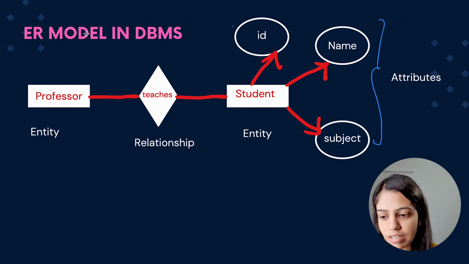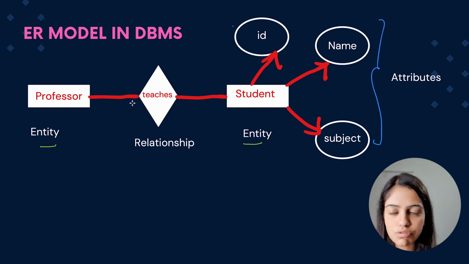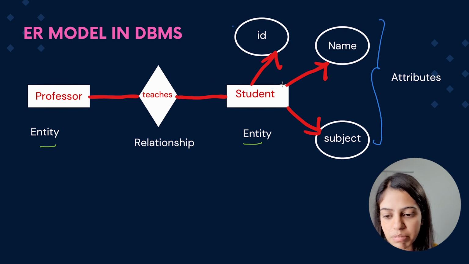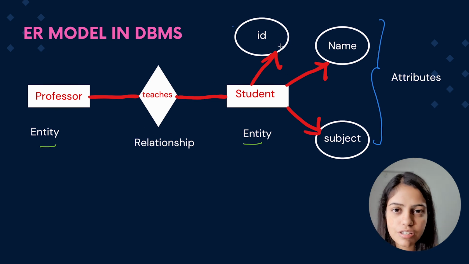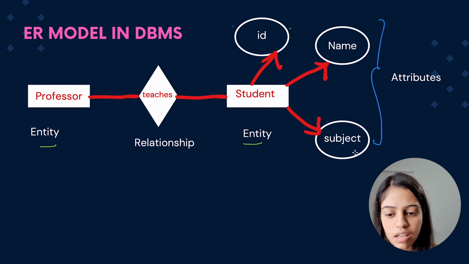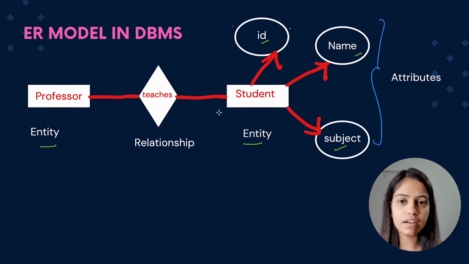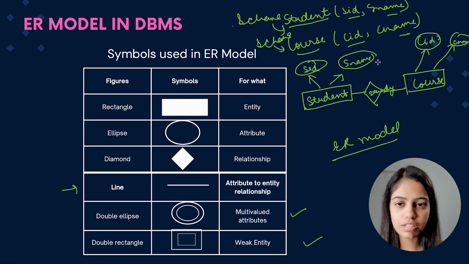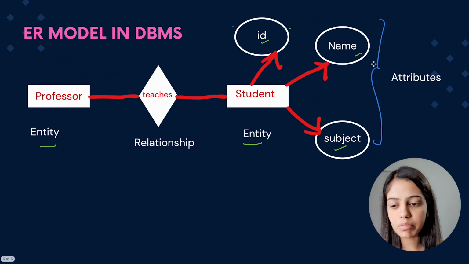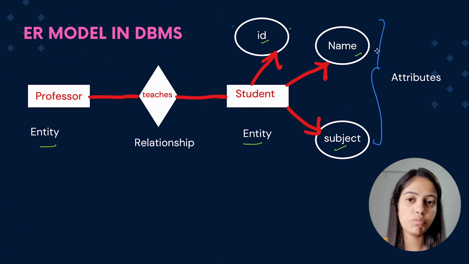Now this is a normal example of ER model as I explained earlier as well. There is an entity called professor, there is an entity with the name student. There is a relationship between the professor and the student, that is teaches. Student may have some characteristics or attributes, which are represented using ellipse, and the attributes are ID, name, and subject. So these are the attributes, this is the entity, this is the entity, and this is the relationship. In the last slide I also explained the example of student and course. In a similar way there is an example of student and professor.